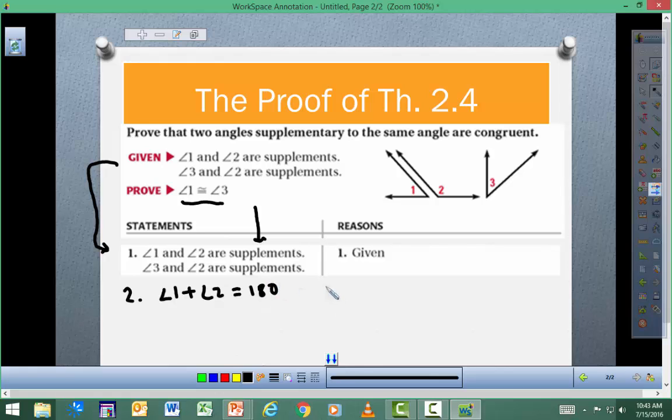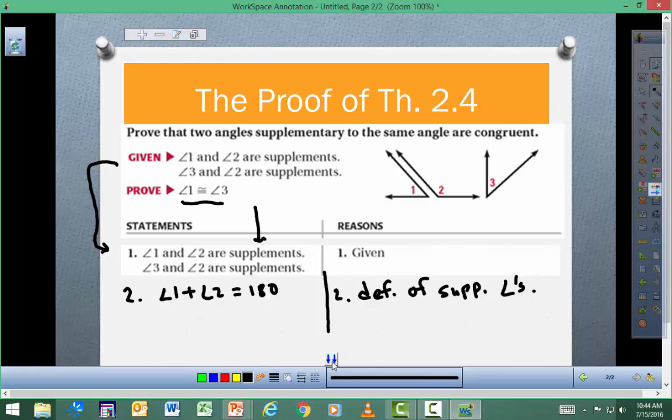Okay, and the reason I can do this is that's the definition of what this word means. This word means that they add up to be 180. So the reason for this is the definition of supplementary, and I'm going to abbreviate supplementary angles like this. Okay, definition of supplementary angles.